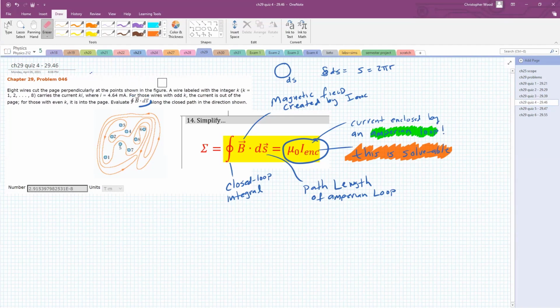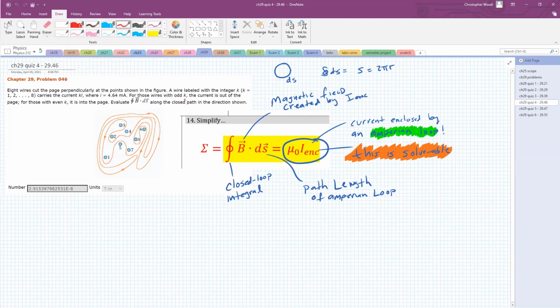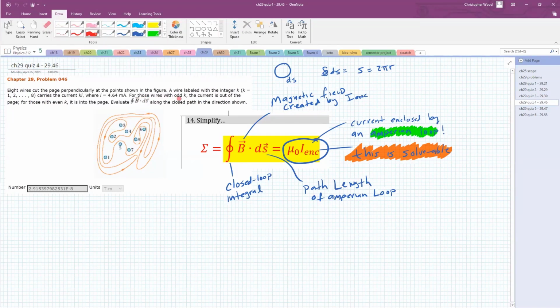And it says there's a labeling scheme. So we have an index K equals 1, 2 through 8, where the wires with the odd K numbers are the currents coming out of the page. So odd K means out. So odd K means red dots. I'm just reading the problem. For those wires with odd K, the current is out of the page. So this is out.